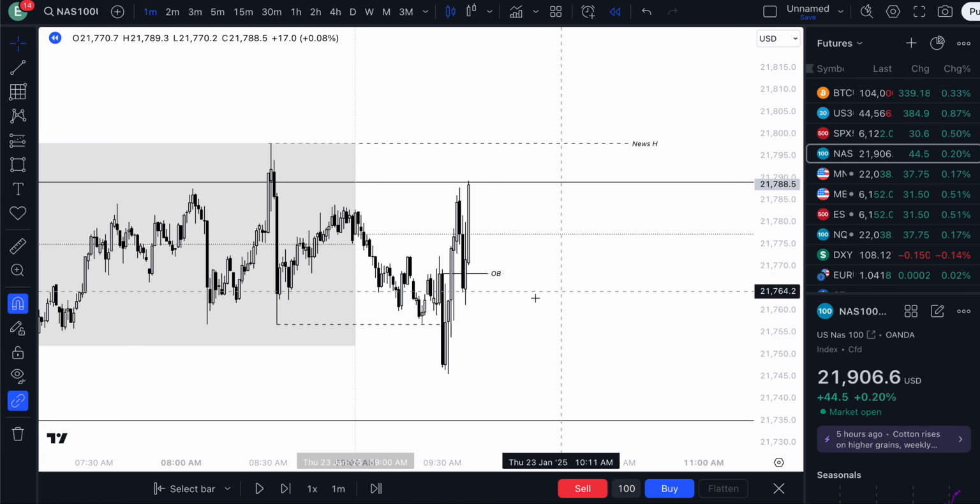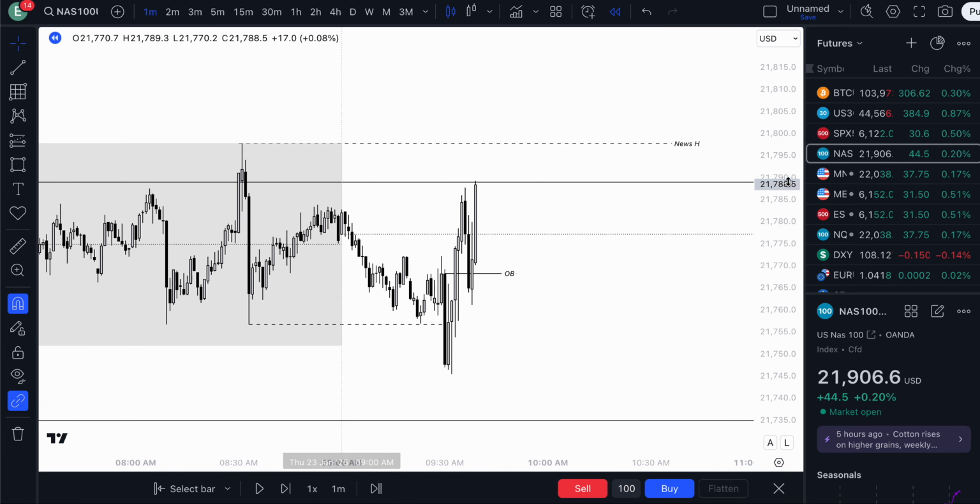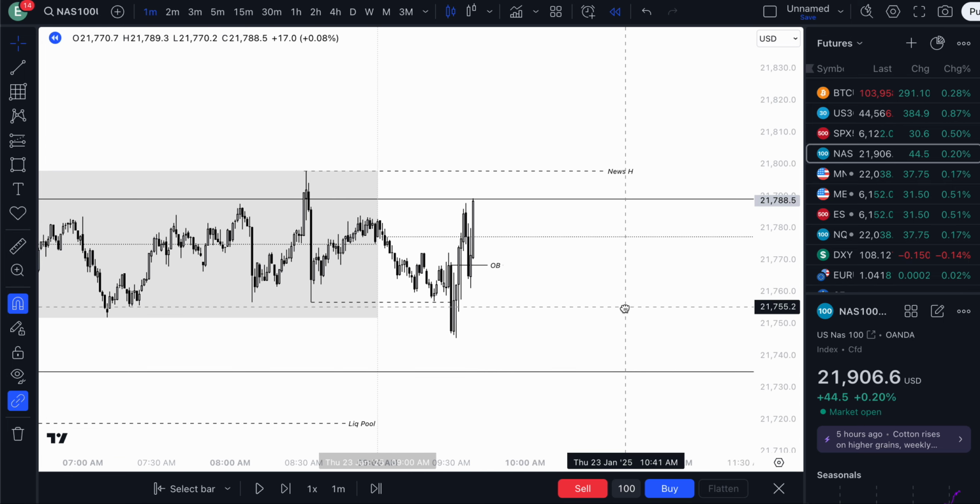Now, I'm just narrating price. This isn't a trade you should have been taking. This is just what happened. So then you could target the news highs right after that. Okay, looks like we left that open.